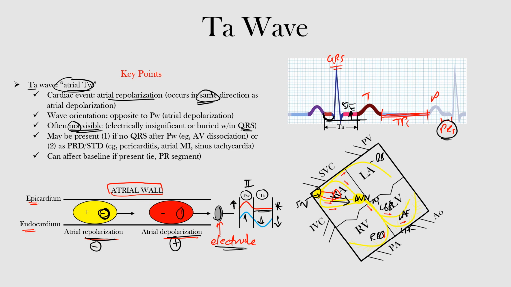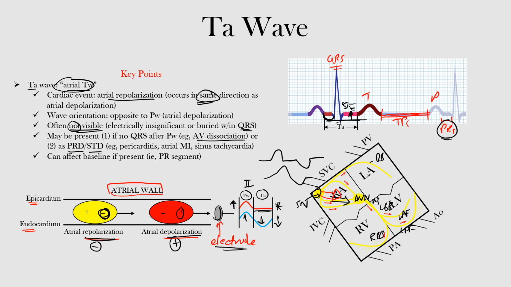Now, if we do see it, it could be present when we don't have a QRS complex, okay? So meaning if we have something like this, we can see it actually appearing like this, all right? Or maybe it'll just go like this without any QRS complex there, so it won't be overcome. Now, that would be in the case of AV dissociation. That's one instance. Or it could present as PR depression and ST depression, all right?